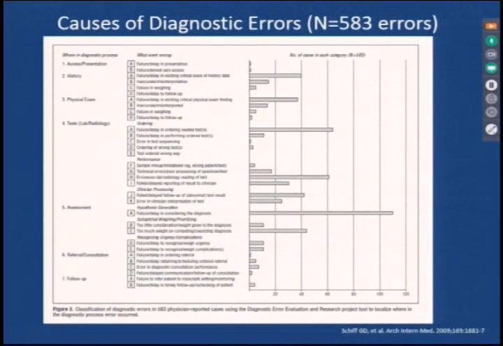And the most common cause, which I want to read exactly, is failure or delay in considering the diagnosis. In other words, you didn't even think about it as a possibility when you saw the patient. It never was on your radar screen. I'll tell you, Fournier's gangrene was not on my radar screen when I saw that patient in the emergency room.